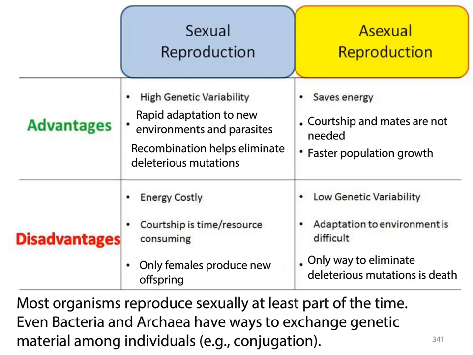So additionally, a disadvantage is only females will produce the new offspring. Okay, so then let's think about asexual reproduction. Well, advantages: it saves energy. Don't need a courtship, don't need a mate. Okay, faster population growth. But from a long-term perspective, realistically speaking, low genetic variability, so you can't adapt to new environments. It gets really hard unless you have some somatic mutations that happen, and those generally take a long time. And realistically, the only way to eliminate bad mutations is death, okay? Which sounds kind of sad.